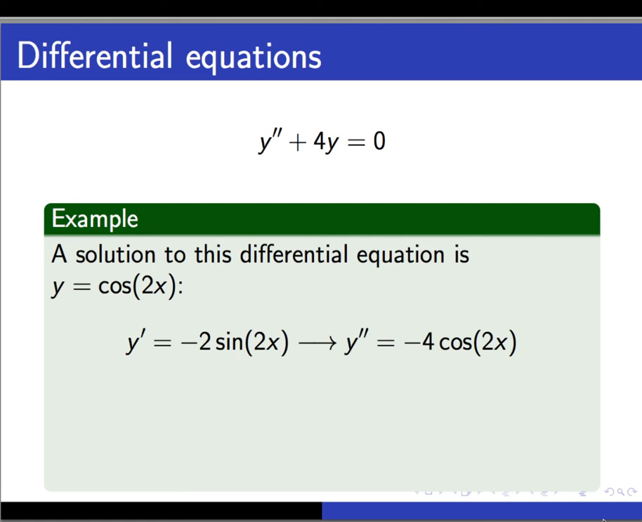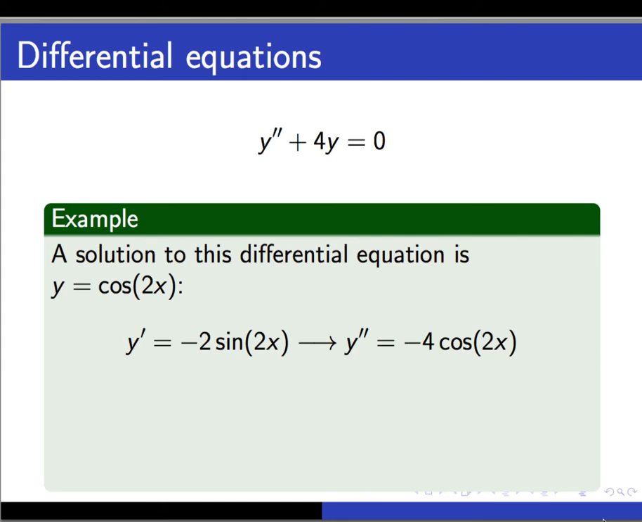So how do we know this is a solution to the equation? Well, let's do the math on the left side of the equation and just see what we get. We have to check that y double prime plus 4y equals 0. So let's calculate each of those things individually. Well, y prime is negative 2 sine 2x because of basic trig derivatives and the chain rule. So that means that y double prime is negative 4 cosine 2x.